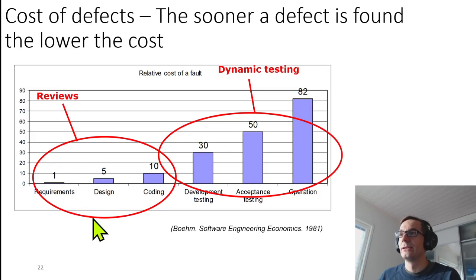Reviews also target this sort of requirements, design and coding phase. So, if there's a defect in requirements, the reviews can work here and catch the defect when the cost is low. But if you catch the requirement defect in dynamic testing, well, then the cost of that defect has already gone up considerably.